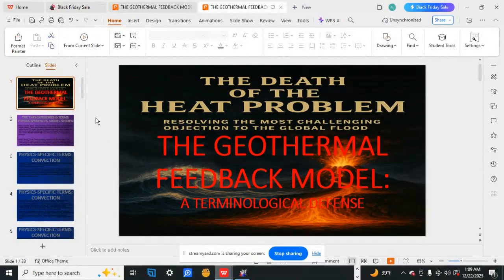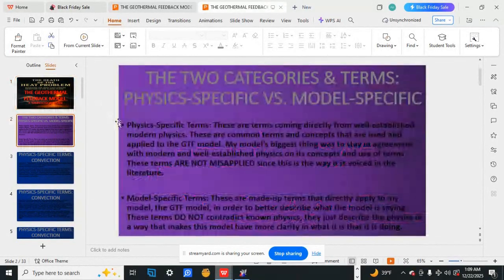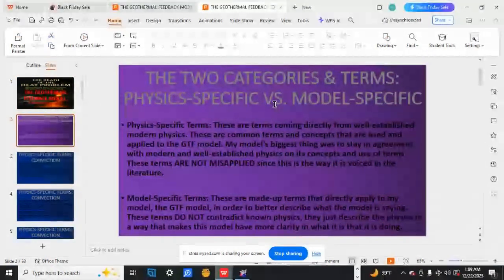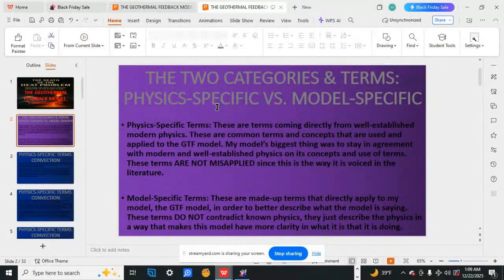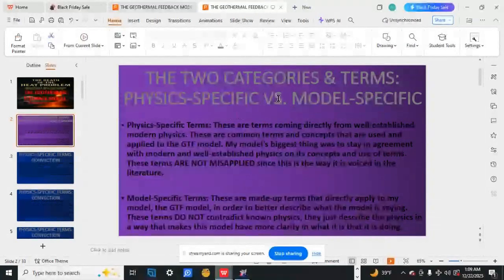Like I said before, it's going to be mostly based on defending certain terms and concepts that are used within the GTF model. With that said, I wanted to point out that there are two different kinds of terms, or categories of terms, used in the GTF model. One is physics specific terms, and the other is model specific terms. Physics specific terms are terms coming directly from well established modern physics.